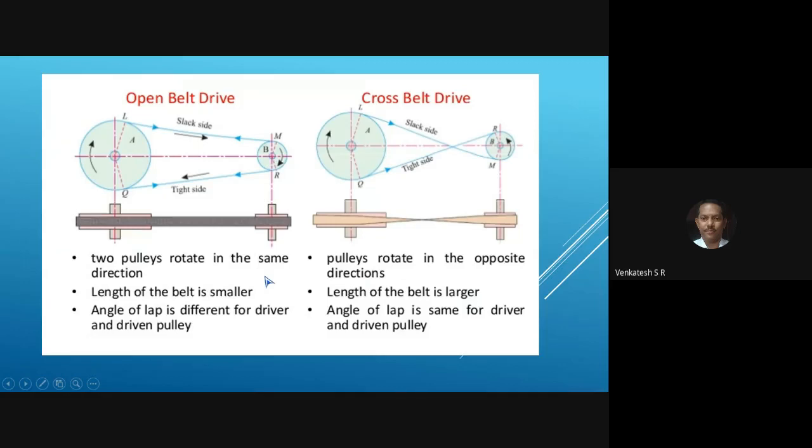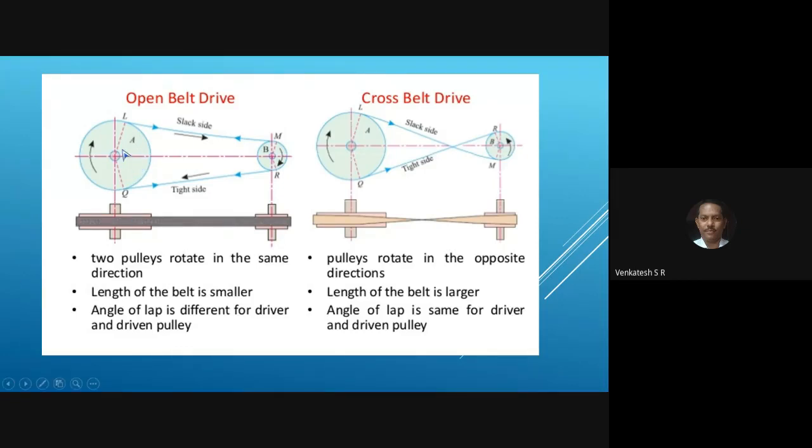Next, write down: explain briefly with neat sketch, open and cross belt drive. Almost all the question papers have this question. Explain briefly with neat sketch. Open belt. Open and cross belt drive.